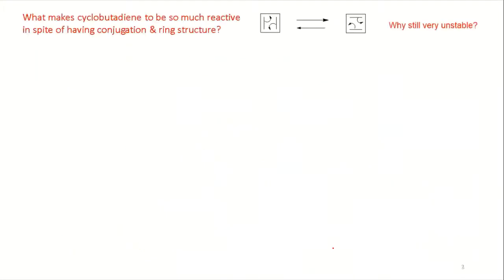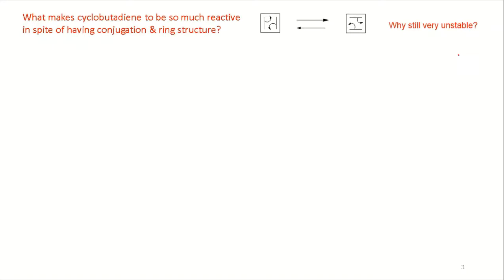Now, another question was, what makes cyclobutadiene so reactive in spite of having a conjugation and ring structure? What you have tried to explain is that many people say this is anti-aromatic and this is reactive. No, everybody knows that this is anti-aromatic. My question is, you have to go to that level to understand what makes the compound really active. Why will an anti-aromatic compound be active?